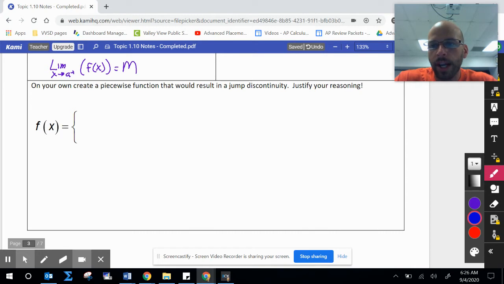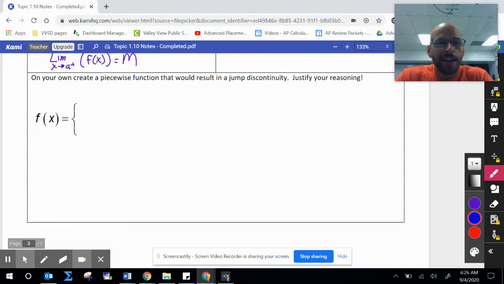Okay. Now down here, if you want to, I'm going to pass by this, but you can create your own piecewise function, and actually it's probably easier to create a piecewise function where there is a jump than to create one where there's not. But if you have any questions about this, please ask.